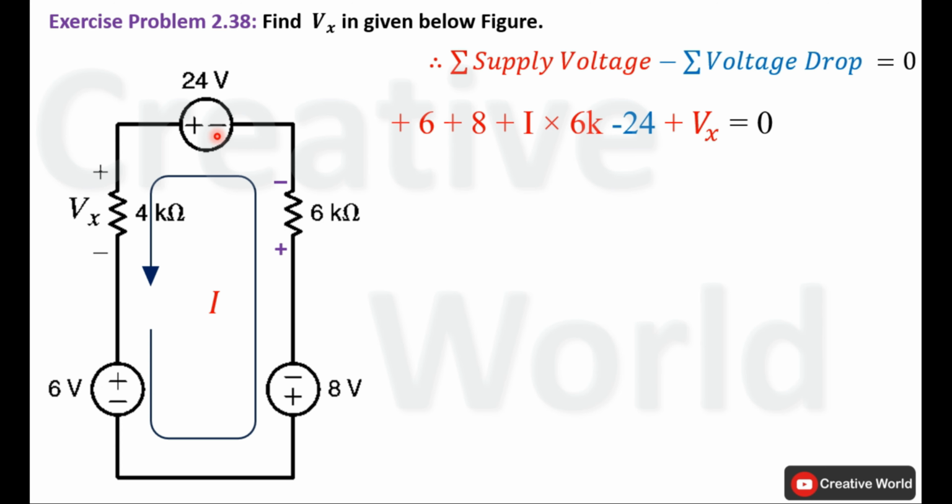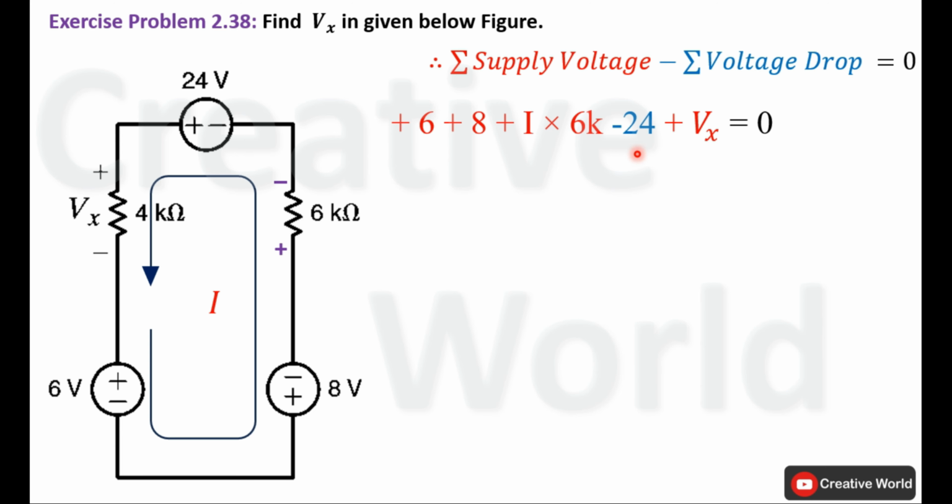Move to next element. Current entering terminal is negative, so 24 volt will be taken with minus sign. And move to last element. Current entering terminal is positive, so voltage across this 4 kilo ohm resistance, that is labeled as Vx, will be taken with positive sign.